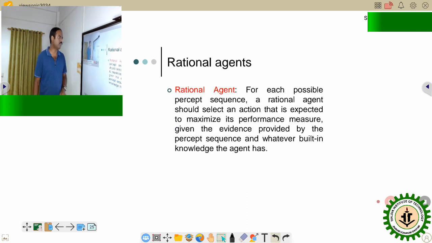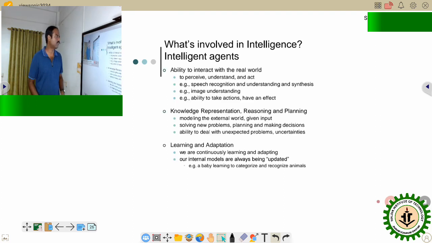Then there are rational agents. There are different built-in options for different algorithms. There are certain algorithms developed for different types of things, different types of applications. And there are intelligent agents, which are very useful whenever they have the ability to interact with the real world: knowledge representation, reasoning and planning, learning and adaptation. Here we'll discuss these things.